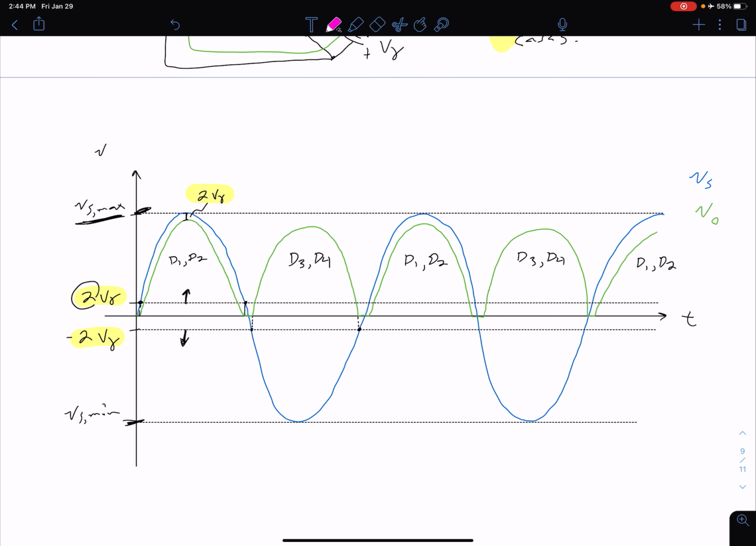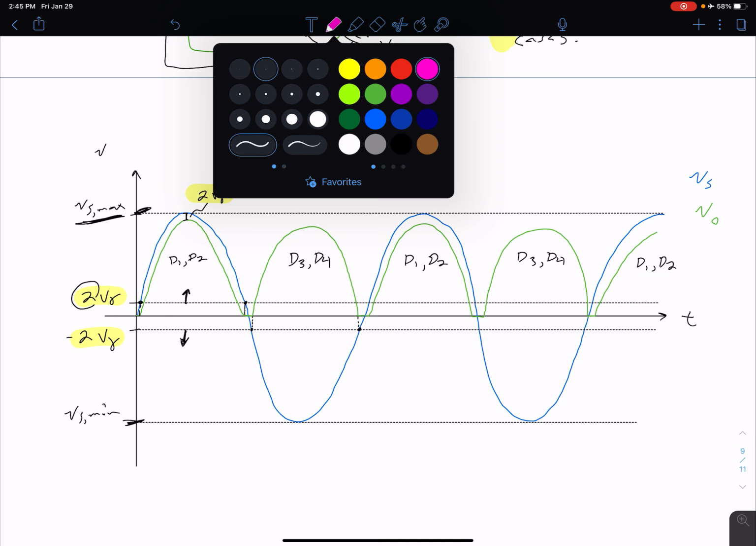Let's say our 2 V gamma line, more realistically, was something like this. What we can see then is that our diodes D1 and D2 aren't cutting on until later, and they're cutting off sooner compared to if we just had 1 V gamma. That means we're going to have less of our cycle time on, so we're wasting more of that time as opposed to our center tap transformer. Another thing is that, of course, our V out is dropping further.